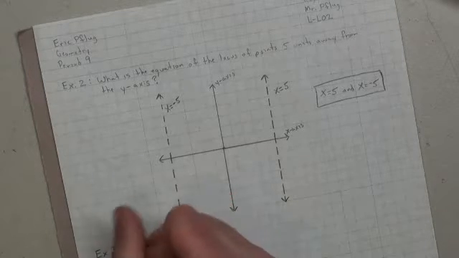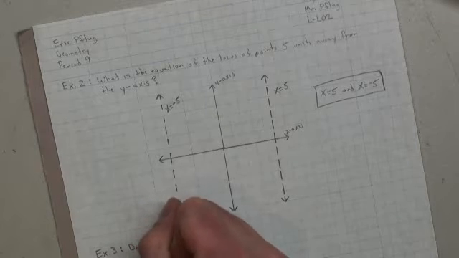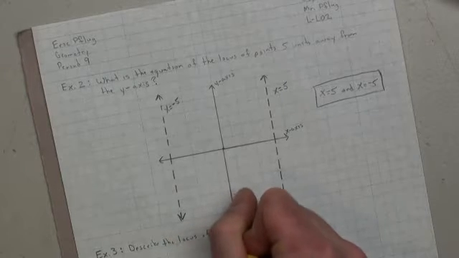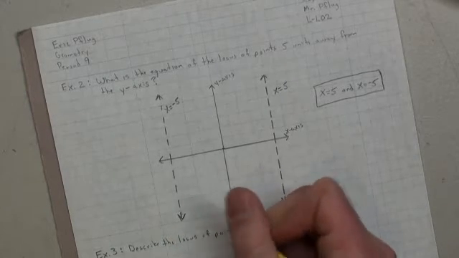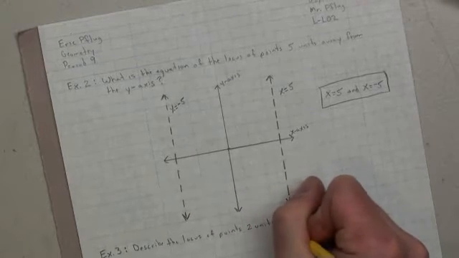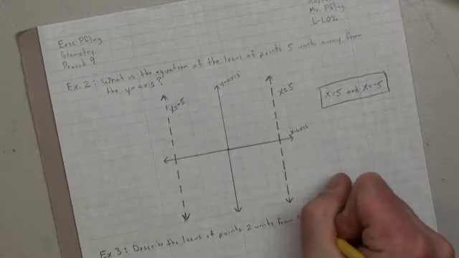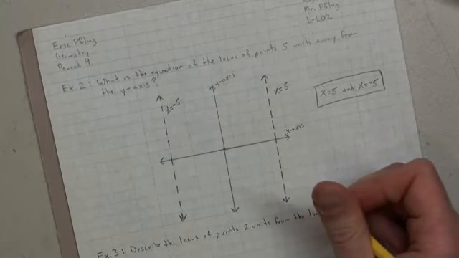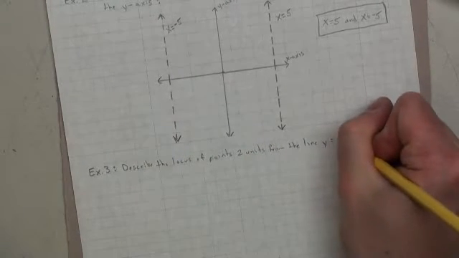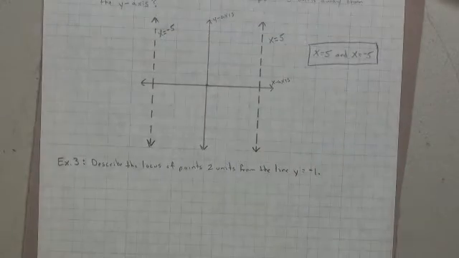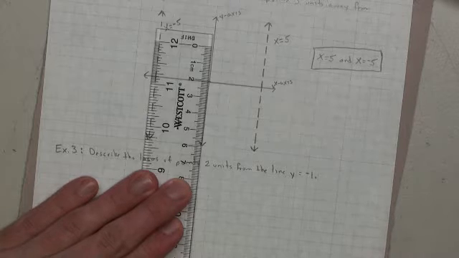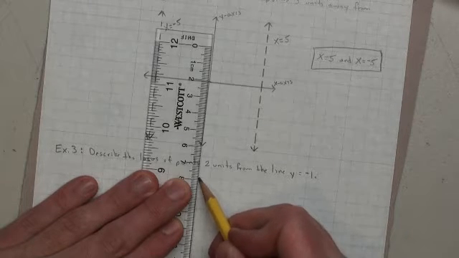Describe the locus of points two units from the line y equals negative 1. Okay, so I'm going to draw the same graph. I'm even going to draw a smaller graph this time. It doesn't need to be that big.